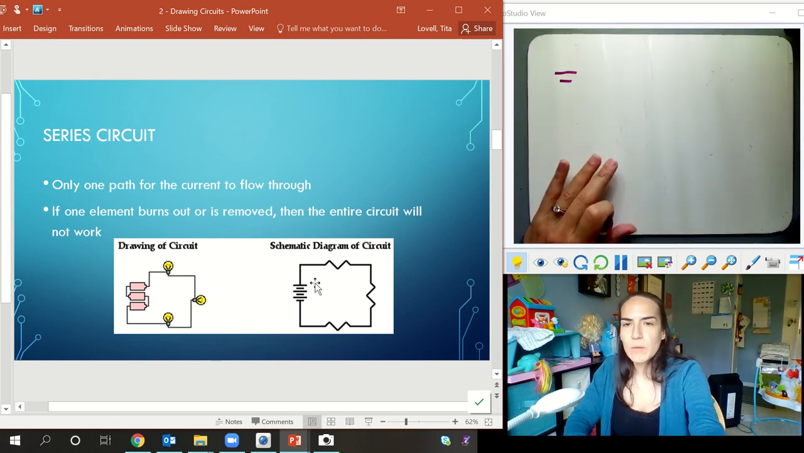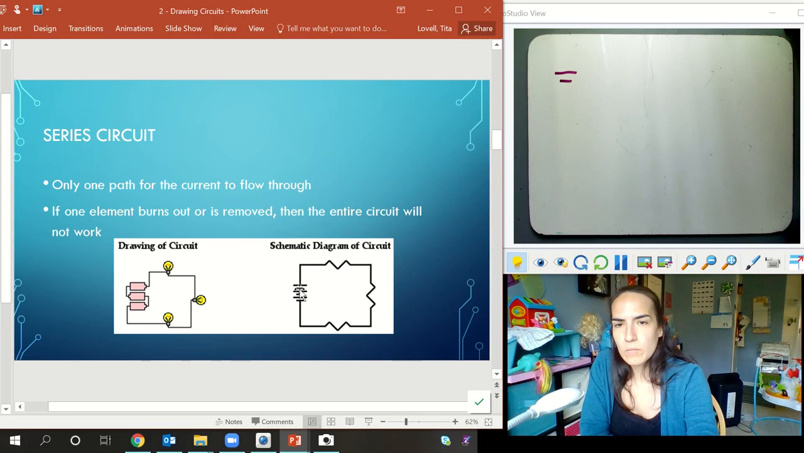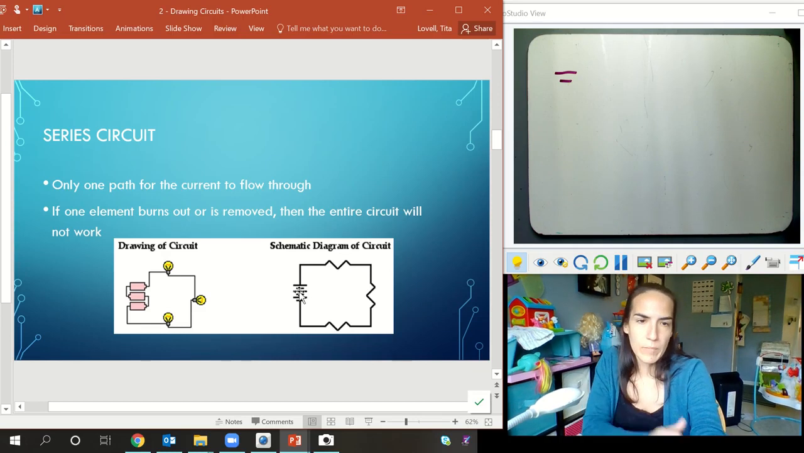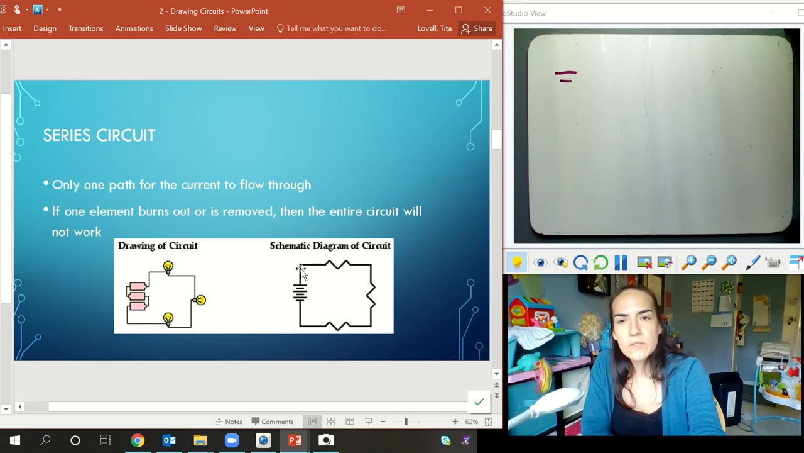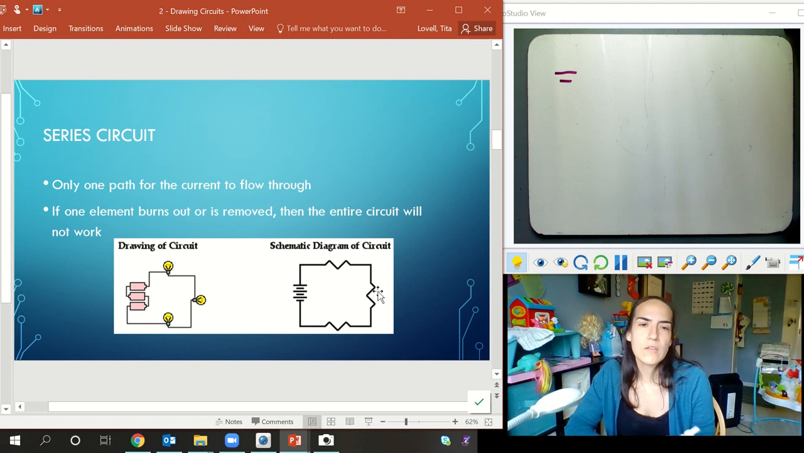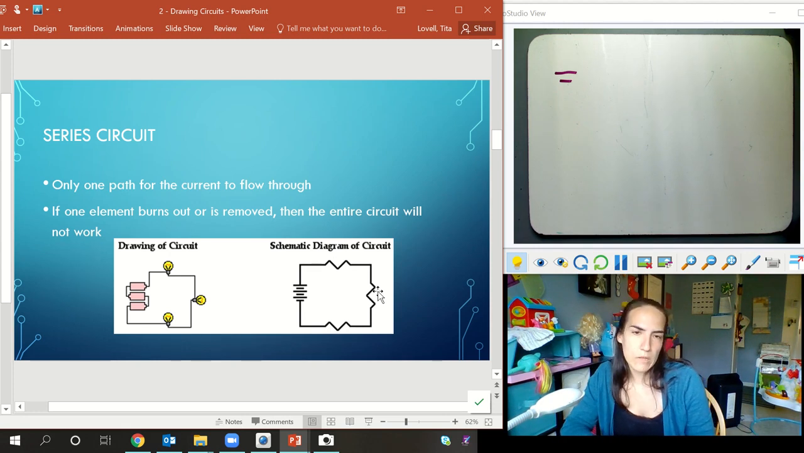If you keep looking at this picture, the battery is here on the left. We always draw that battery on the left, and the current is going to move clockwise around the circuit. These little squiggles represent resistors. Resistors can be anything that takes charge to operate. For example, in that picture you see there would be light bulbs.